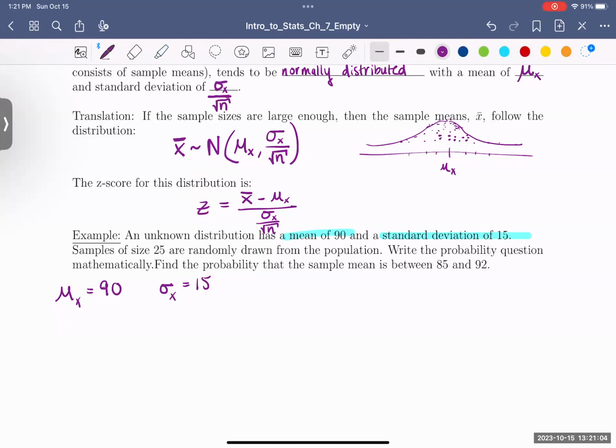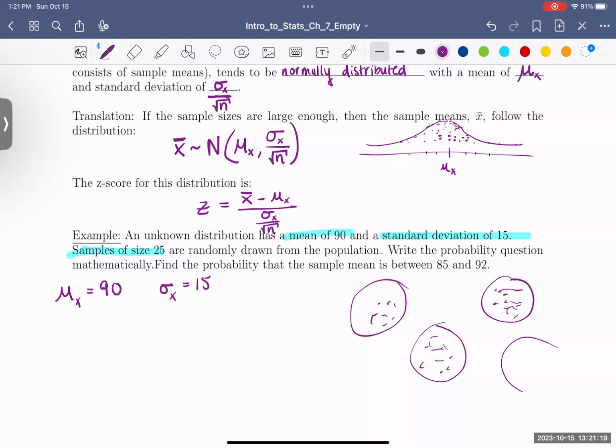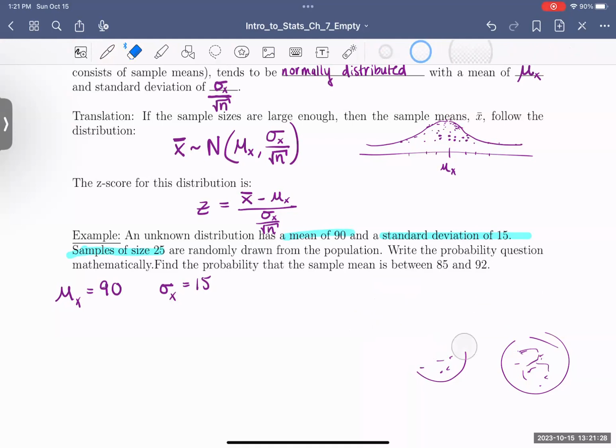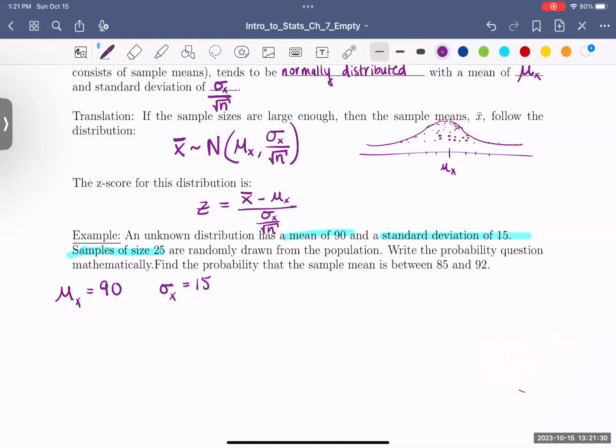All right, we are grabbing sample sizes of 25 at random from the population, meaning that I'm getting 25 people and collecting their data. I'm getting another 25 people, collecting their data. I'm grabbing another 25 people and collecting their data. I'm just grabbing these groups of 25 people repeatedly. That value there, 25, is my n. It's my sample size, 25.